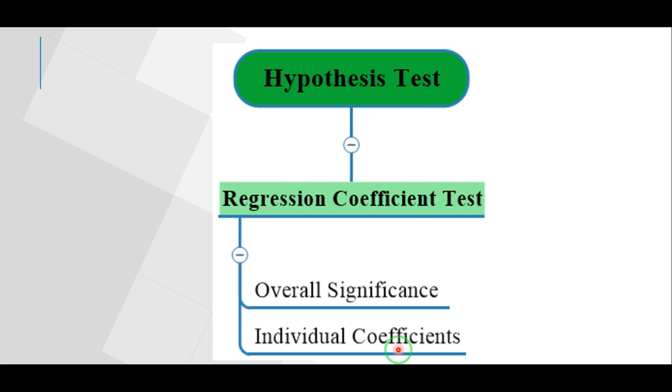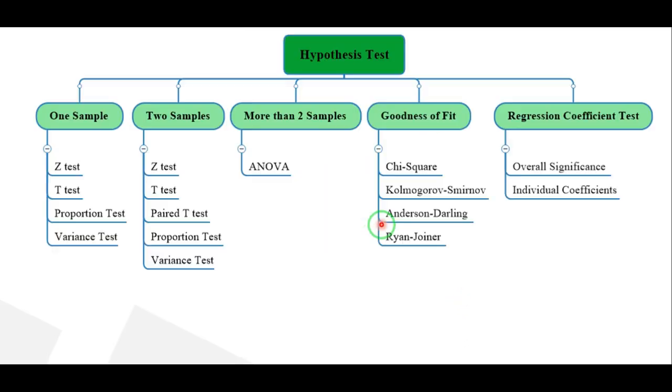Of course, there are more advanced methods for feature selection, which we need to first learn regression concepts and then understand those methods. But here in the hypothesis tutorial, we will also see these two kinds of hypothesis tests in order to investigate your regression coefficients. So if we sum up all these hypothesis tests, we will have 5 categories: 1 sample, 2 samples, more than 2 samples, goodness of fit, and regression coefficient tests.